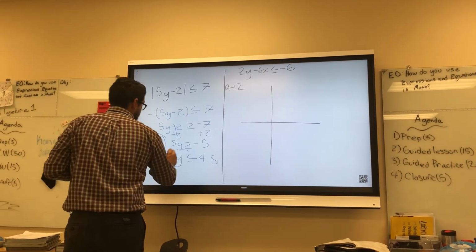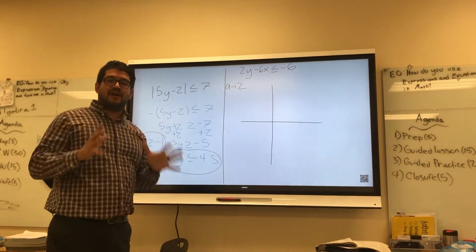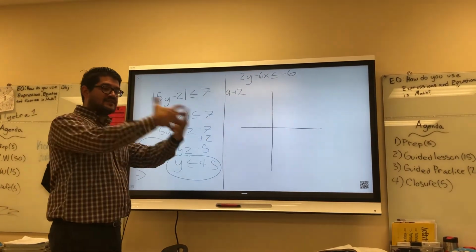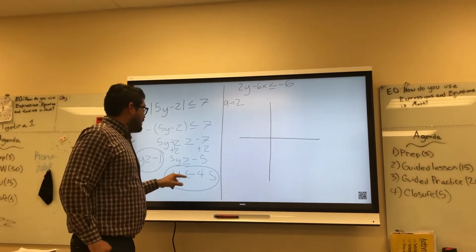This is one answer. This is the other answer. When you have an absolute value section, you have a possibility of 2 answers. A positive version of it and a negative version of it. Okay? These are your possible answers.